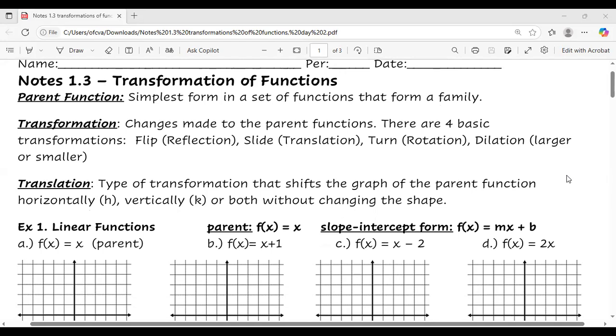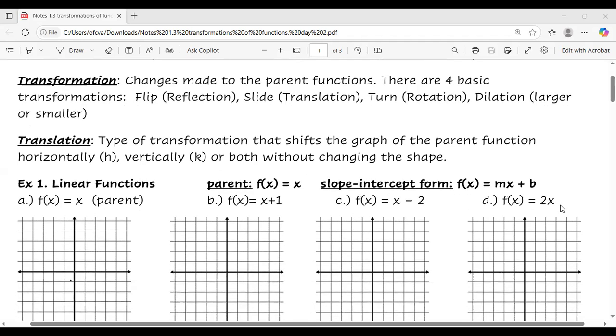We already know that the parent function is the simplest form in a set of functions that forms a family. And as soon as we throw in the a, h, and k, that's going to cause the graph to have some effects on it. And it'll either flip or reflect, it'll slide, it'll turn, it'll dilate, it'll get wider or narrower. It can shift vertically, horizontally, or both. So we know these things to be transformations and translations. And these are the same words from Algebra 1 that you learned.